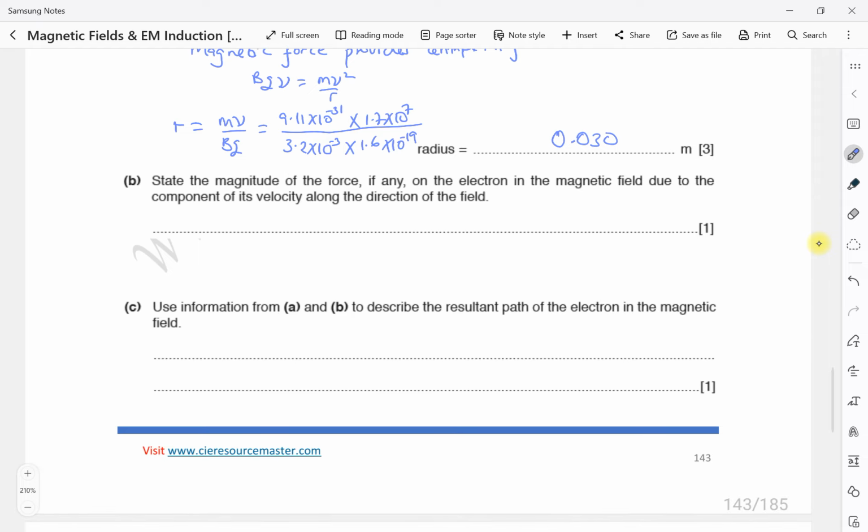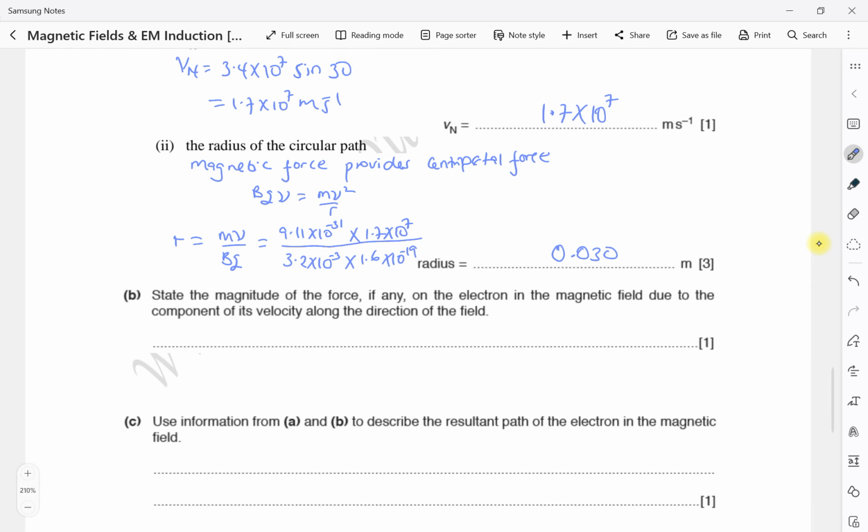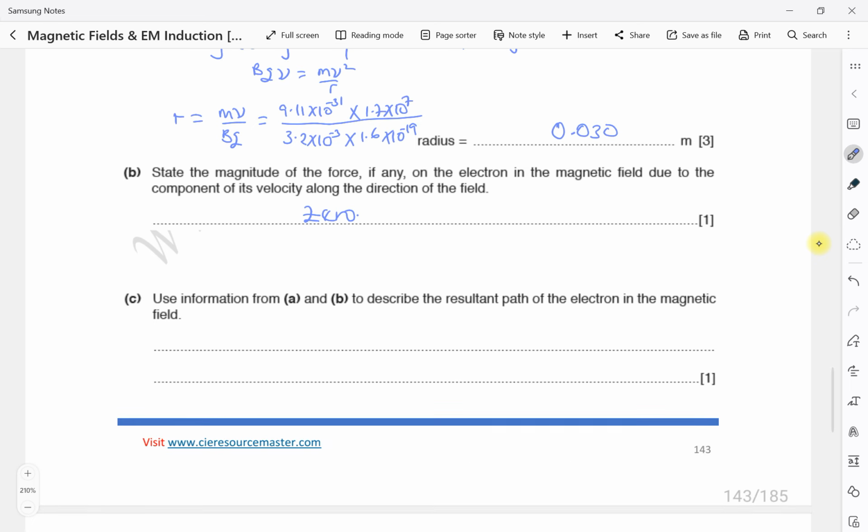State the magnitude of the force, if any, on the electron in the magnetic field due to the component of its velocity along the direction of the field. So the component parallel to the direction of the field causes no force, because whenever the particle moves parallel to the magnetic field, the magnetic force is zero. The magnetic force only acts on a moving particle if its velocity has a component perpendicular to the magnetic field, which means the component parallel to the magnetic field causes no force.